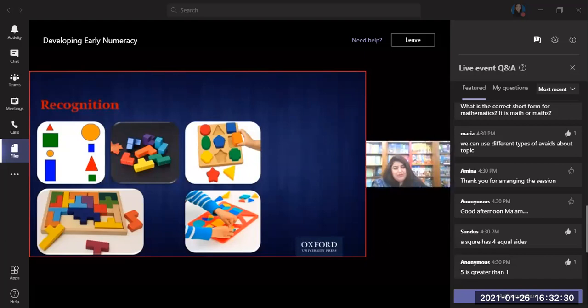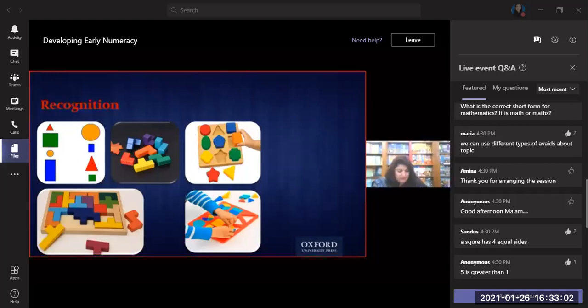So certain activities should be assigned to them in pairs or in groups, so that they are able to work together, and they are able to appreciate the ability of working together, and how they can solve the puzzles in different ways, because every child would have his own way of solving a puzzle.